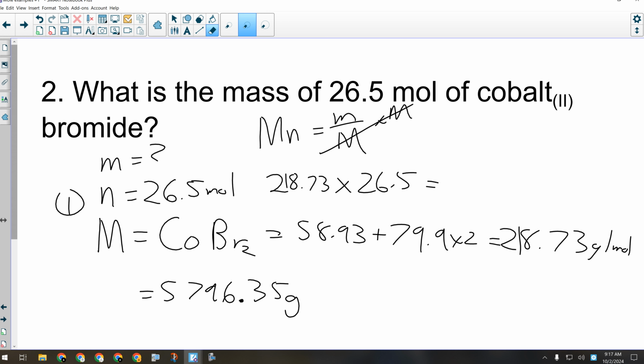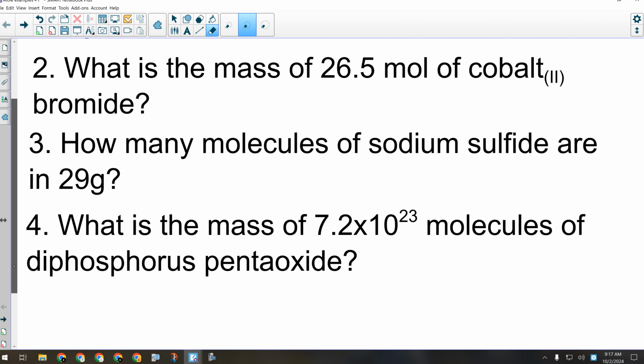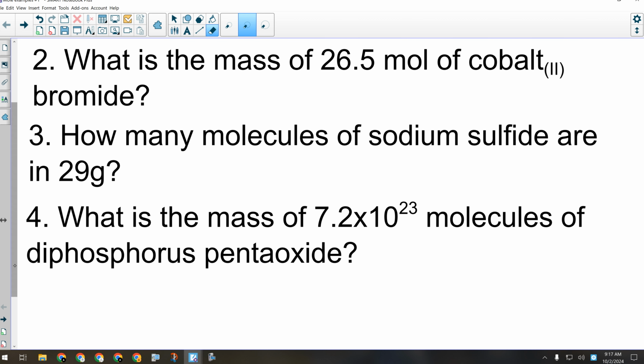Okay, so you get a mark for your givens, a mark for using the mole equation, and so on. You'd be looking at 4 marks for that one. Questions there? All right, I'll give you a little bit more time for 3 and 4. I'll put them back up on the board, and then we'll go through them.